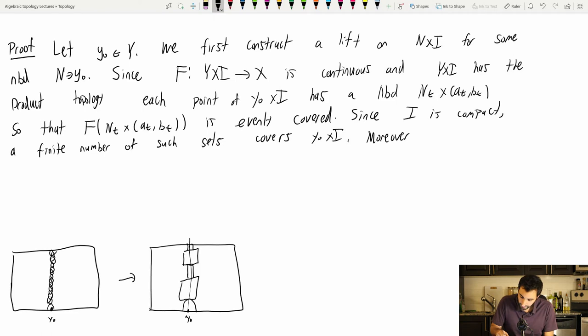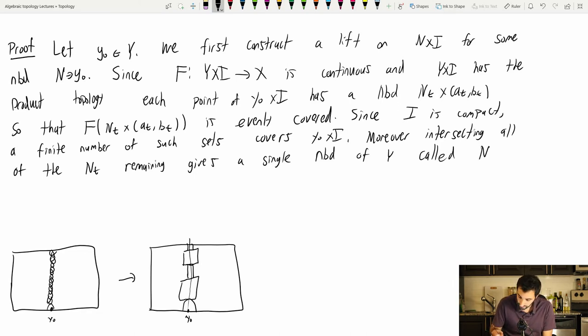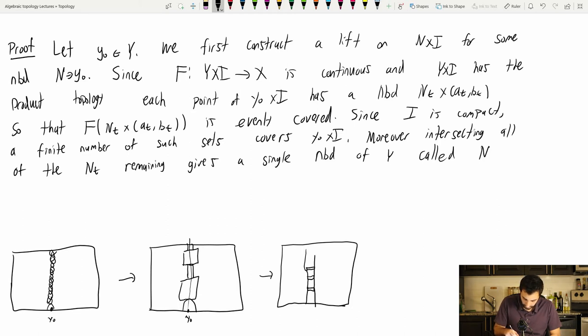So moreover, intersecting all of the N_t remaining gives a single neighborhood of y, which we call N. So the next thing I do is just take essentially the skinniest rectangle here and use that to cover y. It should intersect a little bit. Oops, and they should all be the same width. So this is N cross t_i, t_{i+1}.